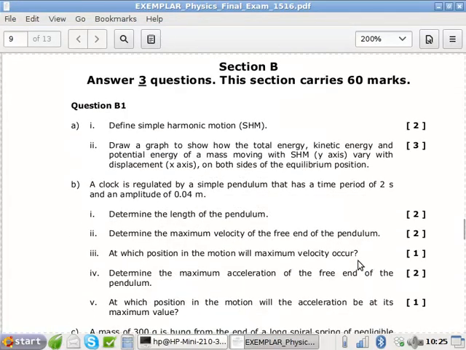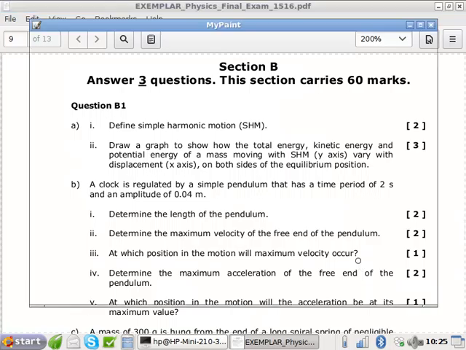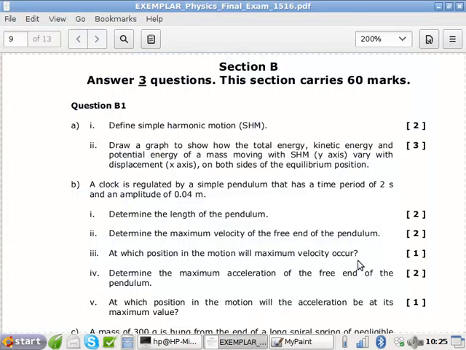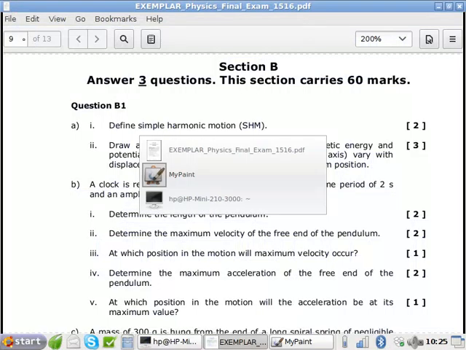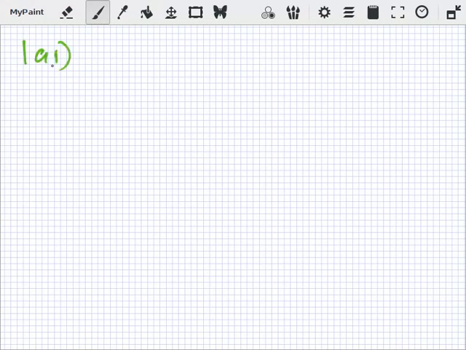We're on to section B already. Right, what's simple harmonic motion? We've said this a few times. Simple harmonic motion, what are the key points to get the definition right in the exam?